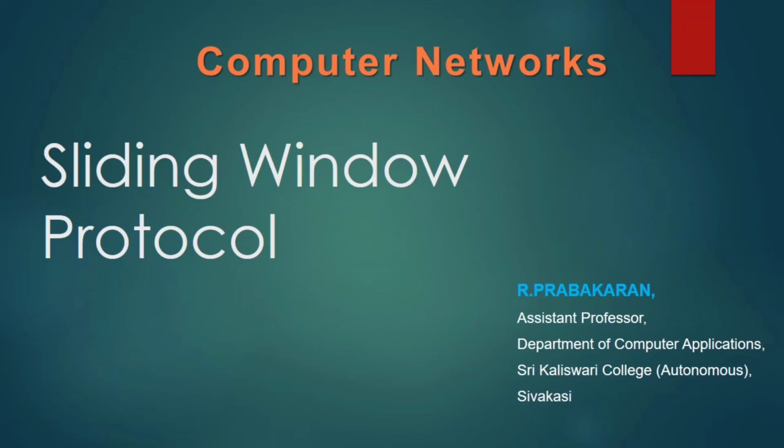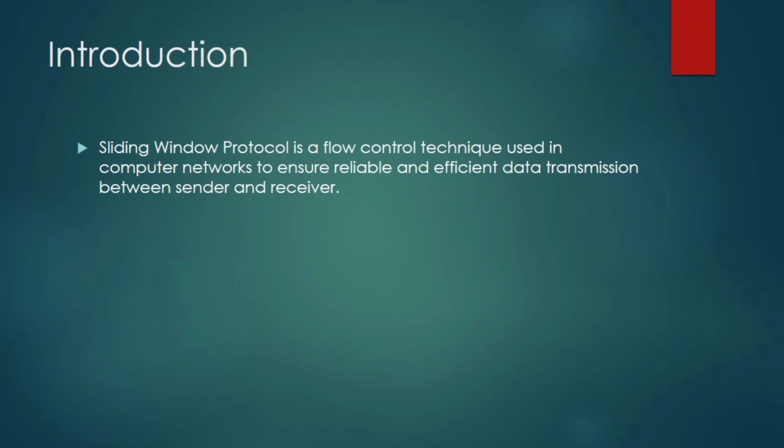Now we will discuss computer networks. Basically, we know that a computer network means more than one computer or more than one device interconnected. It is called a computer network. Today we will discuss the data link layer sliding window protocols.